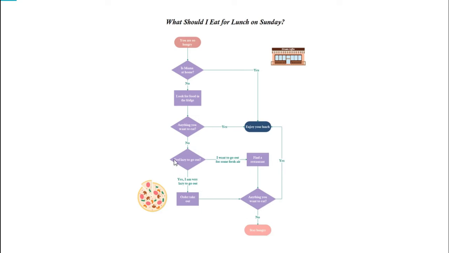Now let's go back to the "Feel lazy to go out" decision block, this one. So let's say that you are lazy and you do not want to go out. Then you can opt for ordering takeout. You will then be asked if you want to eat anything. If yes, then you can enjoy your lunch and the program terminates. Otherwise, the program terminates, but you stay hungry. So for this example, we have used the terminator blocks, which are always a must for flowcharts, the start and the end blocks. We've also got the decision blocks and the process blocks.